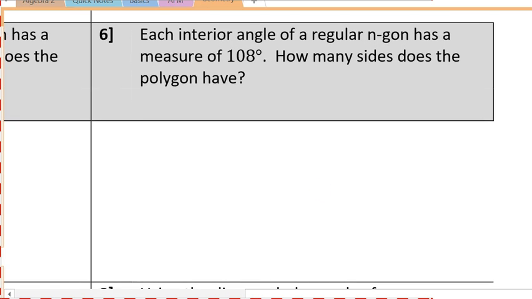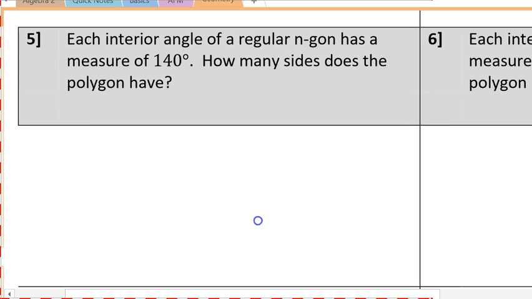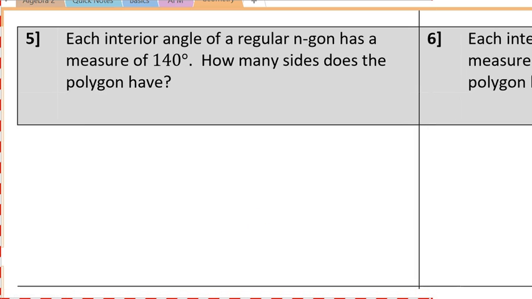We actually went over these together in class, but I'll go ahead and do it again. 5 and 6 are worded a little differently, but will be solved very similarly. In this case, we're given that each interior angle has a measure of 140 degrees. And we're again asked how many sides the polygon has. So we're still looking for n, our value of the number of sides.